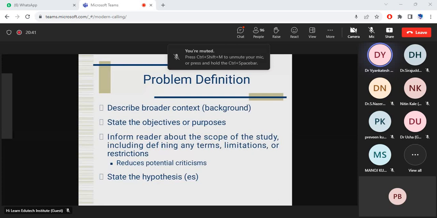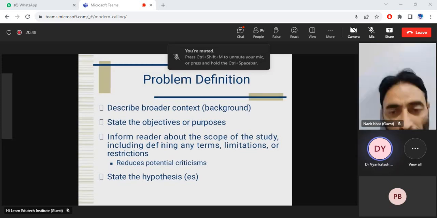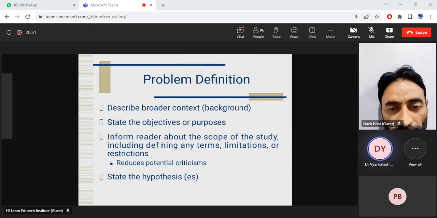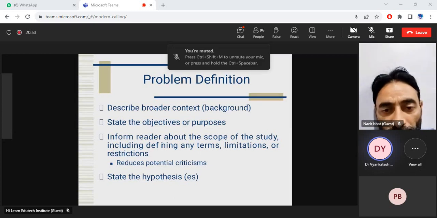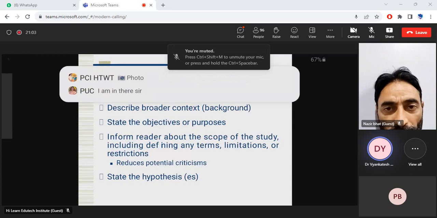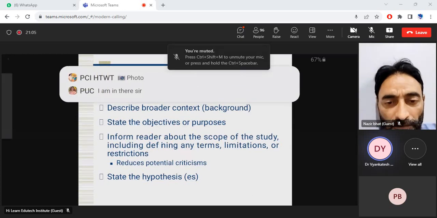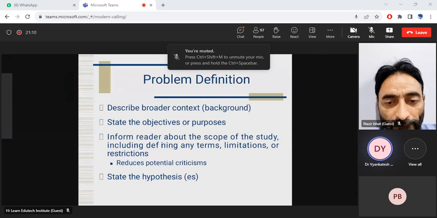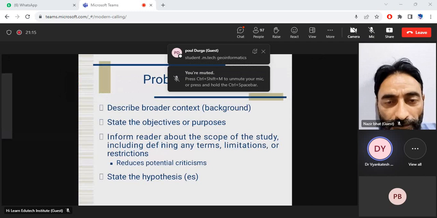So, it reduces potential criticism. Definitely, if you know the title and the basic objectives of the title concern, you are reducing the potential criticism. And state the hypothesis whatever you are going to be dealing with. Whenever you are dealing with any topic, you are always focusing on the objectives and the hypothesis. Objectives focus on what you are going to deal with, and the hypothesis is what we are going to be focusing on. Okay, so this is about the definition of the problem in research methodology.